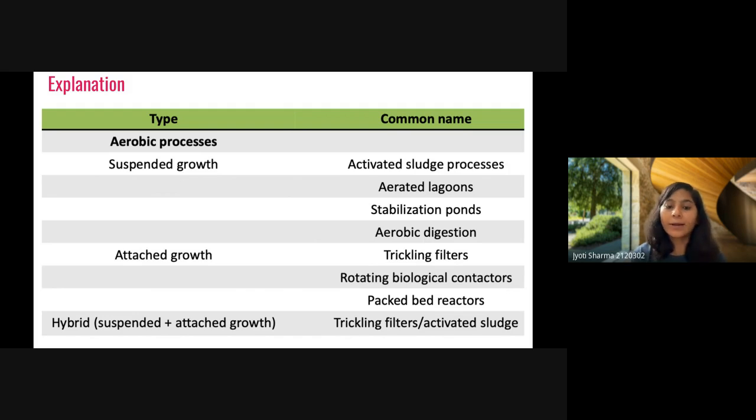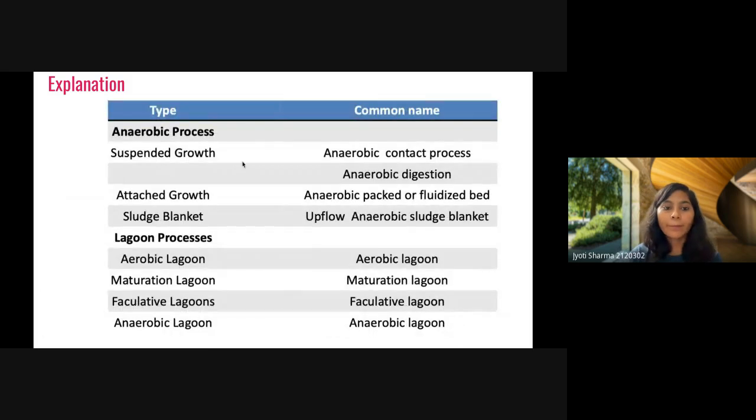And the aerobic processes where we have suspended as well as attached growth, so this will be the trickling filter and activated sludge. But if we are having anaerobic process, in anaerobic process we also have suspended growth and attached growth, and these are different examples. So here it will be anaerobic, right? And we have also lagoon processes.